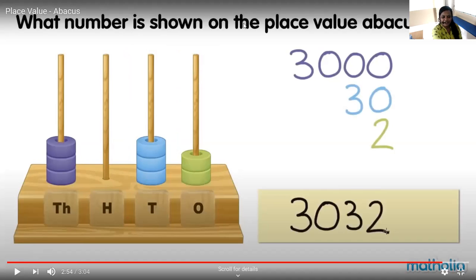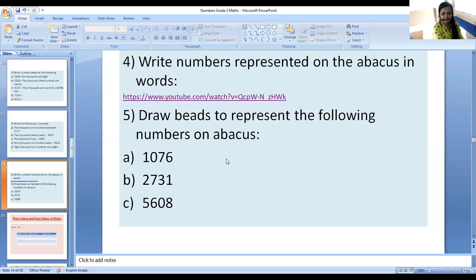Okay. So it has turned out to be very interesting for all of you. As per the video, you might have understood how to draw the abacus for a 4-digit number and accordingly represent the formation of a 4-digit number. So now we'll go ahead with an assignment for you. Draw the beads to represent the following numbers on the abacus. Please note down these questions: 1076, second one 2731, and next we have 5608.